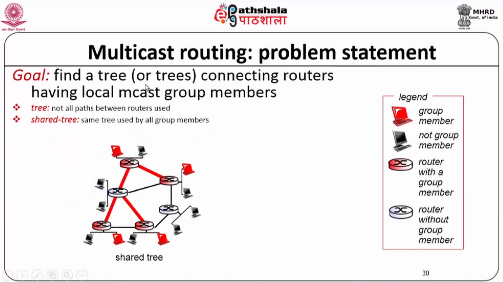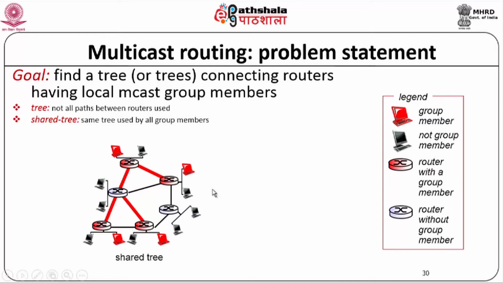As I said, if you look at the problem statement for multicast routing, the goal is to find a tree or trees connecting routers which have local multicast group members. If you take this set of routers, you can see that we are talking about routers which have group members, and we are also showing routers which do not have any group members. For instance, this one here does not have any group member. Wherever you have a red colored host, that indicates that it belongs to a particular group.